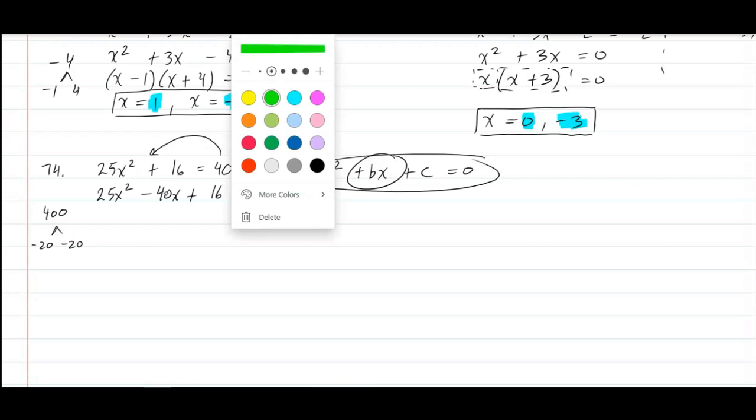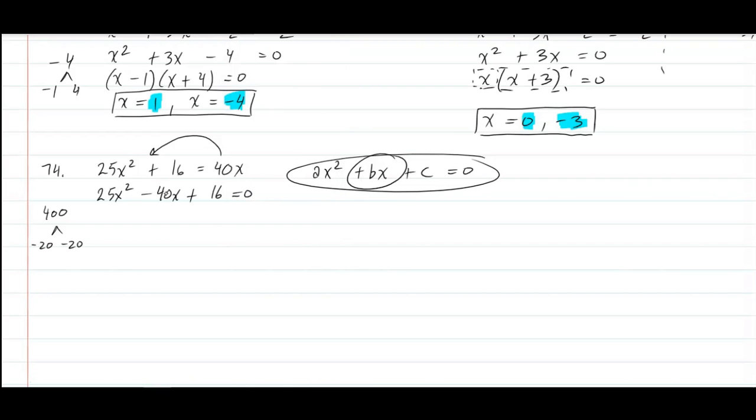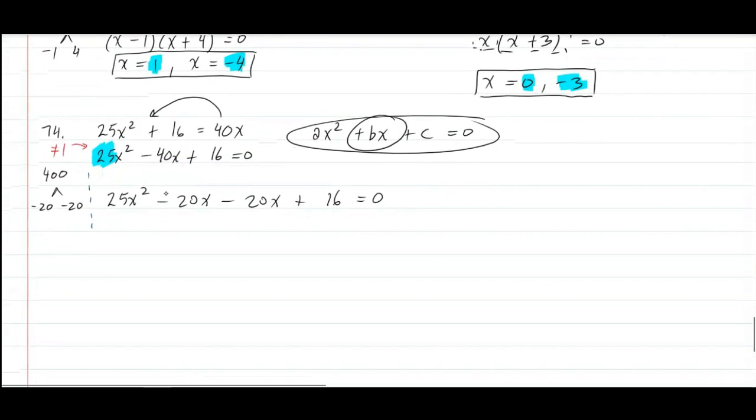Now, once again, as I said to you in that previous problem, you can't go through the easy method of factorization because that number is not equal to 1. If it was equal to 1, then it would have worked for you. So you've got to go through the longer method. Now, what's the longer method? Let's go ahead and run through it once again. You write down 25x squared minus 20x minus 20x plus 16 is equal to 0. That's the first step.